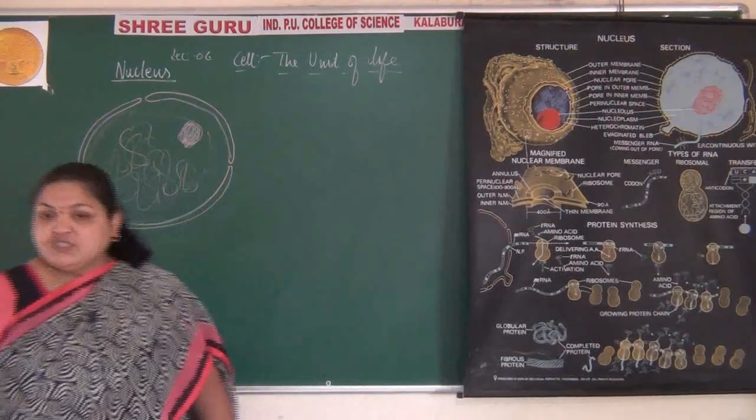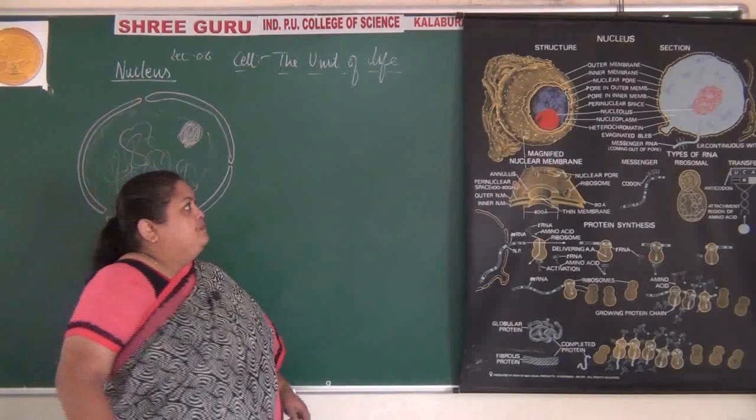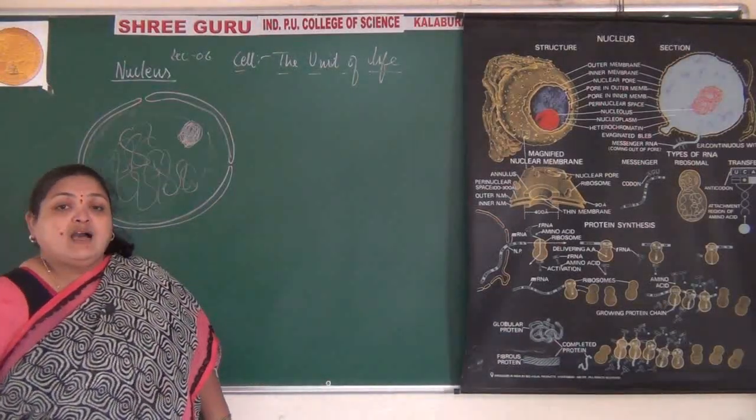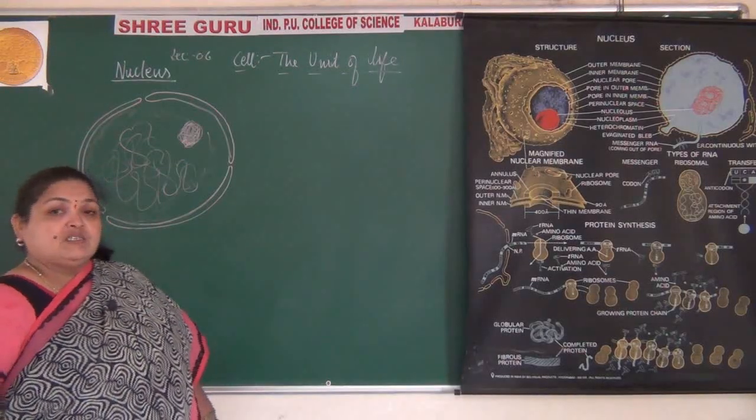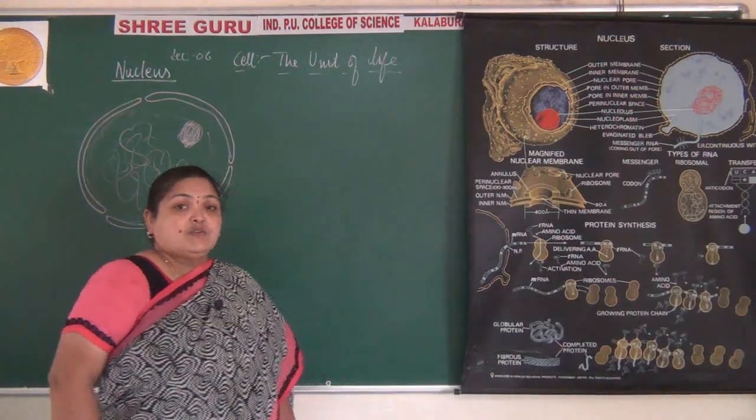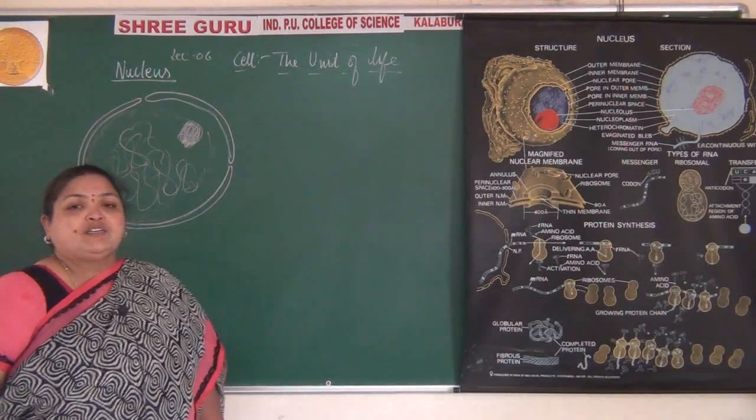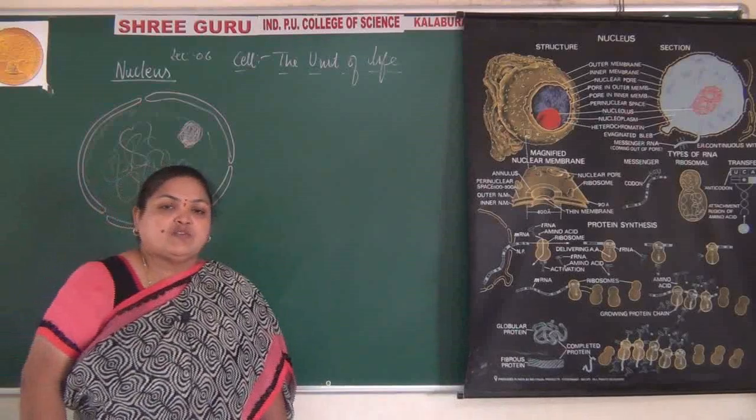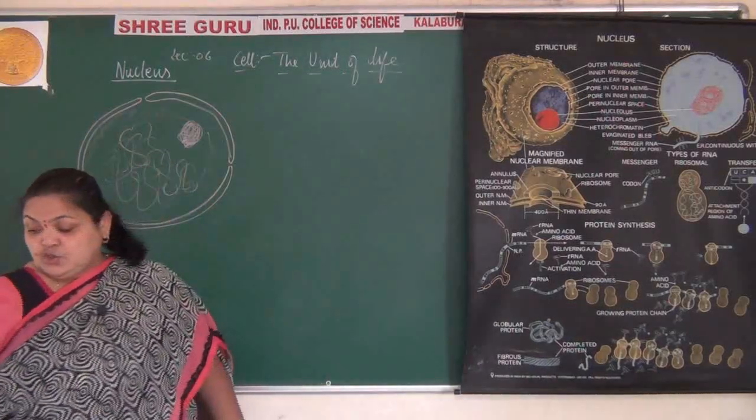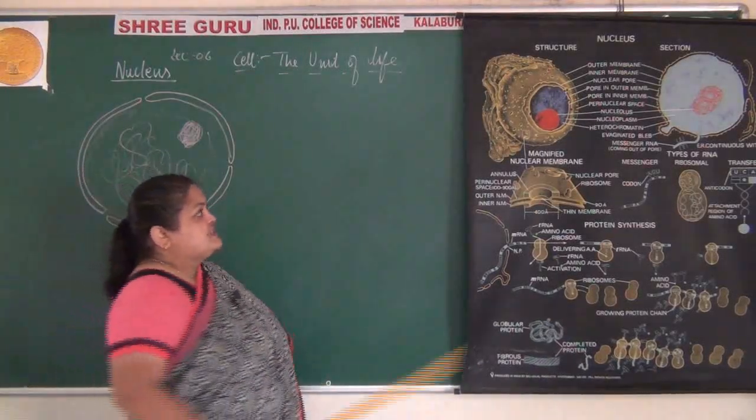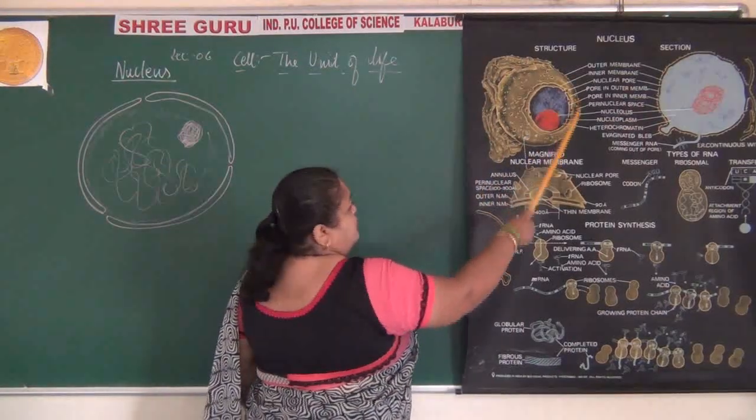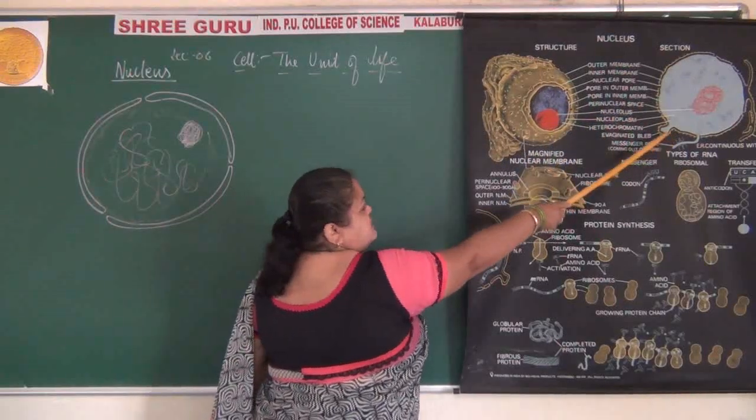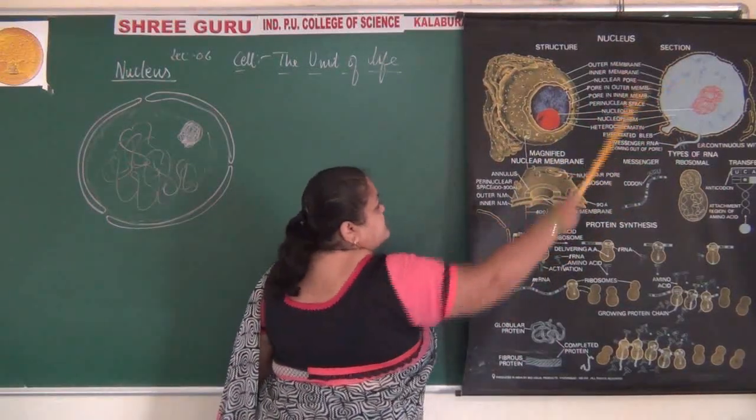Nucleus, you can look into the chart over here. All the cells have the nucleus, a single nucleus. This nucleus is the main center of the cell, which also controls all the activities of the cell. This figure shows you a cell. This is the external structure of the nucleus, and this is the section of the nucleus. You can see the sections.